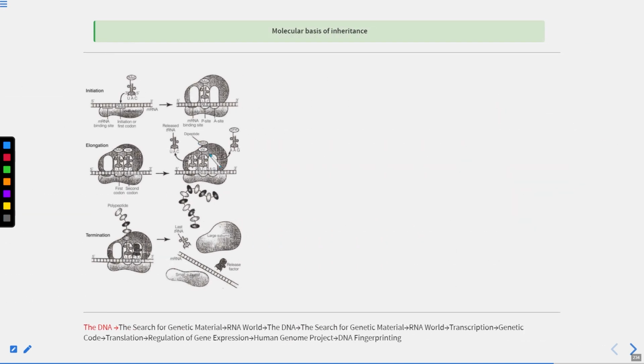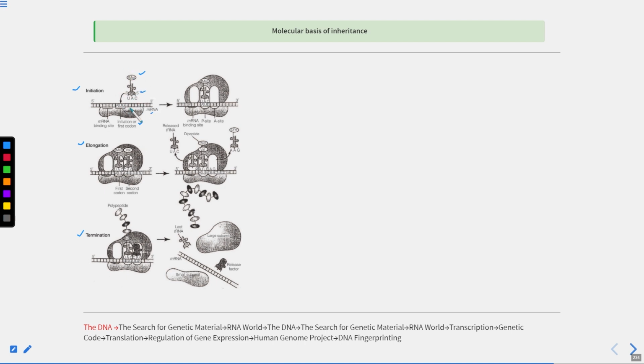Now this image shows you the process of translation. First was the activation of the amino acid, so this was pre-protein synthesis. Then protein synthesis consisted of these steps: initiation, elongation, and termination. Here you can see the messenger RNA. This is the transfer RNA, which is bringing the corresponding amino acid. This is the AUG initiation codon, the first codon.